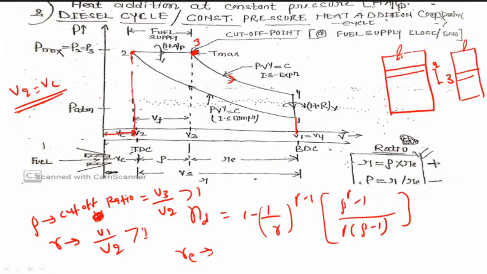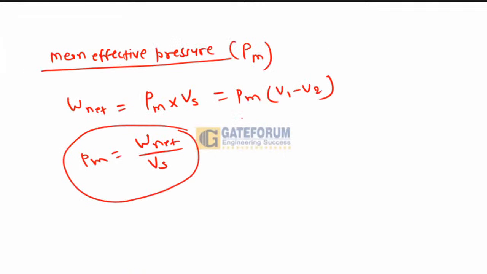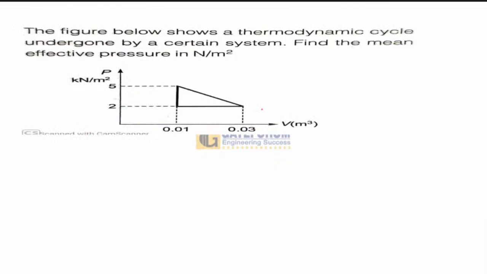So my dear friends, you have to understand this point. Work done will be pressure into Vs, the swept volume, and swept volume can be written as V1 minus V2 or VC. So this thing you can find here, and by this we can solve the question. Now take this question, how we can solve this question, my dear friends?